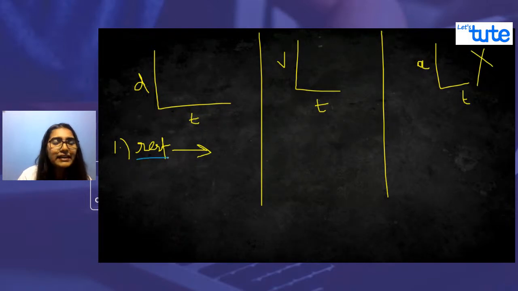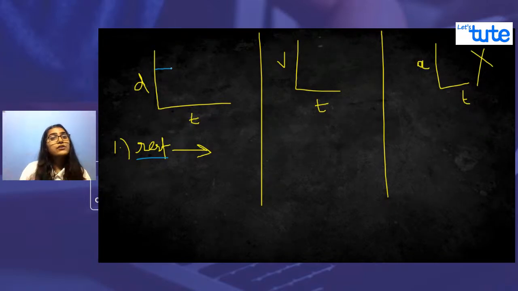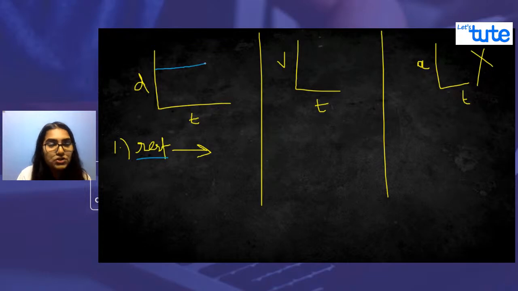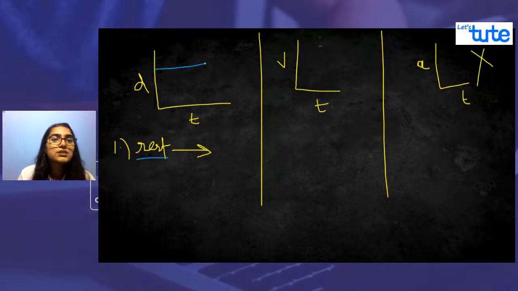See, if a body is at rest, it means it's not changing its position. So after 1 second, it will be in the same position. After 2 seconds, the same position. After 3 seconds, the same position. After 4 seconds, still the same position. That is, the body is not changing its position with respect to time. So though the time is increasing, the body is not changing its position.